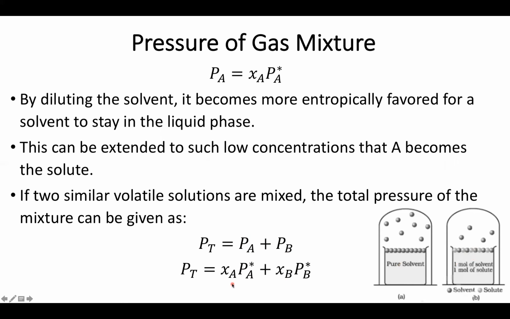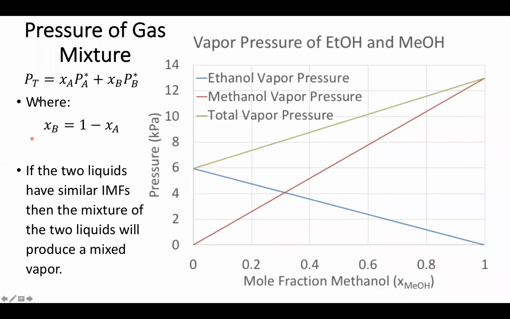You can relate it to the pure vapor pressure by inserting Raoult's law for both component A and B. And this lets you figure out the total vapor pressure for any mixture of two components.